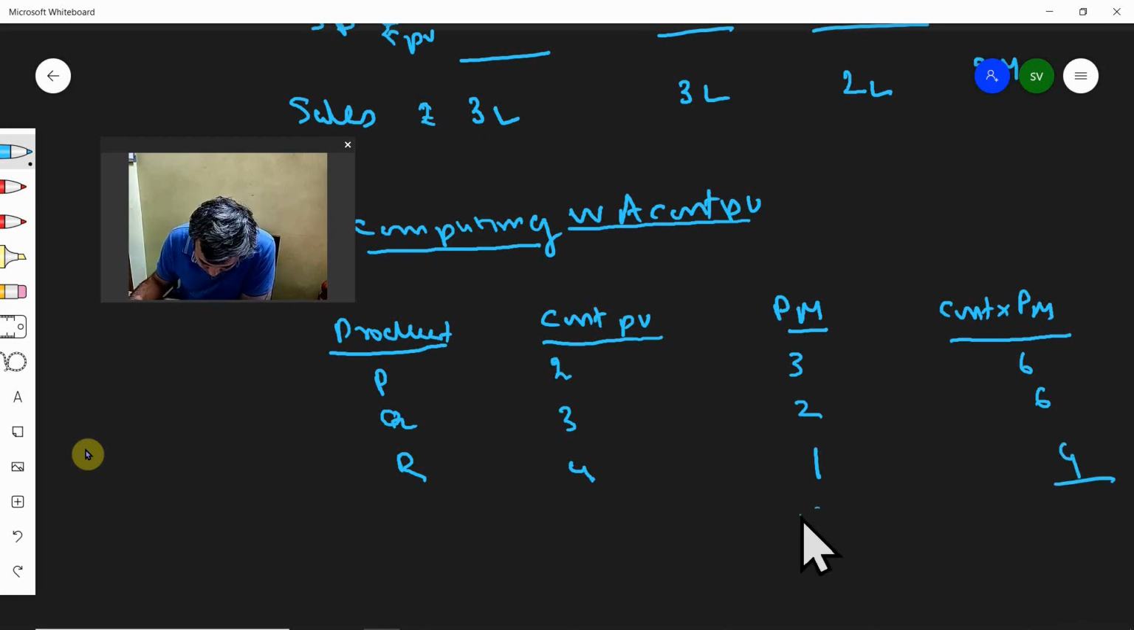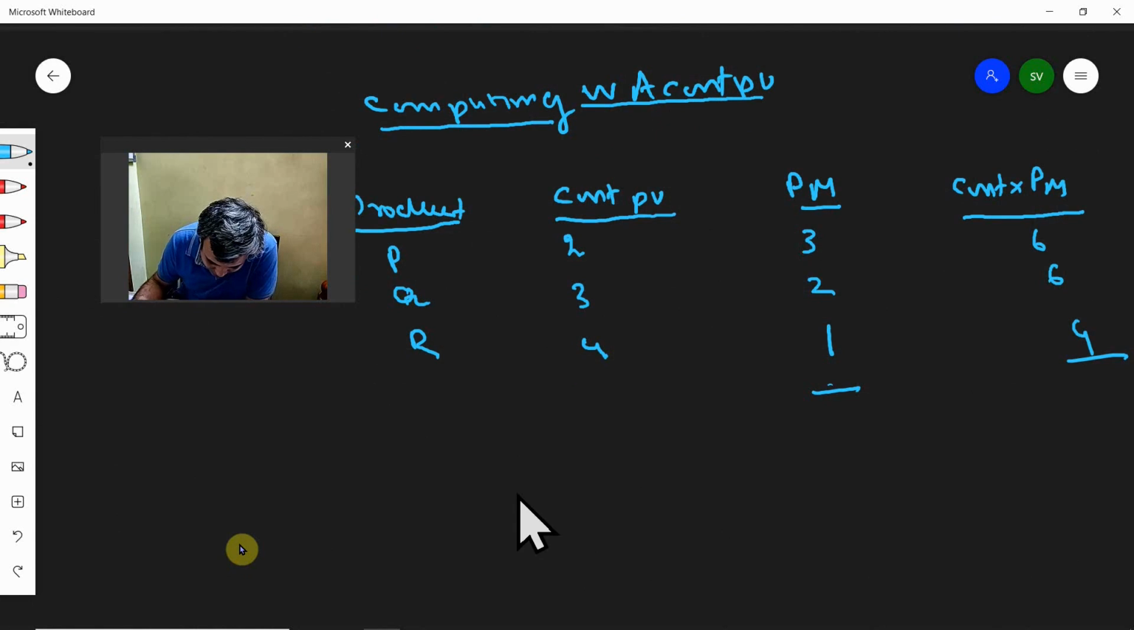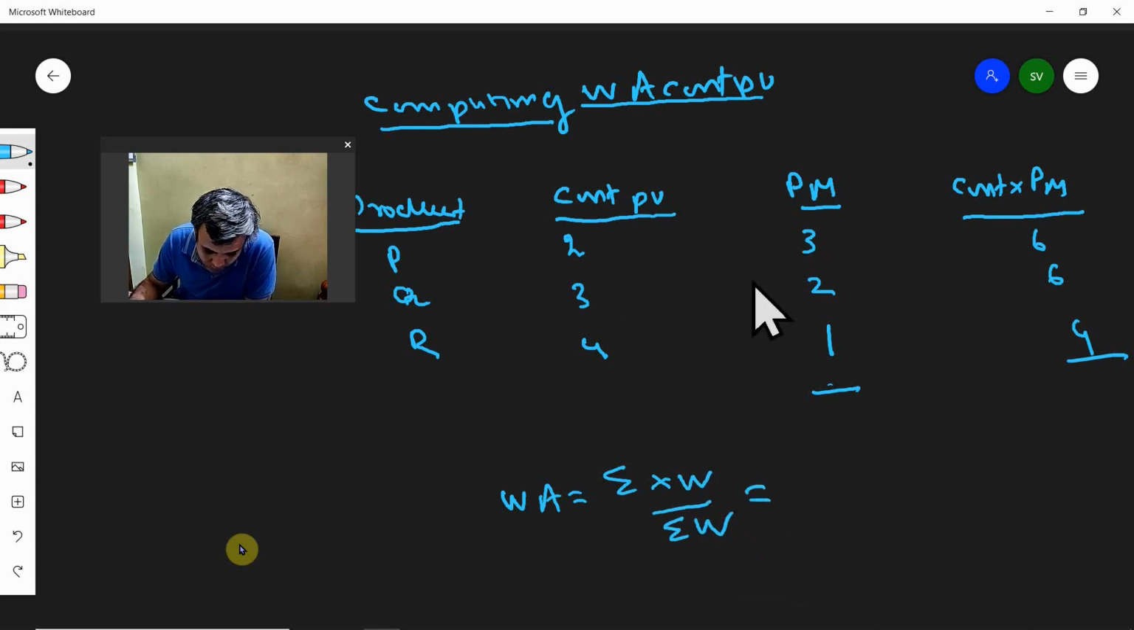Right? How do you compute weighted average? I'm a school stuff or CPT stuff. Weighted average is equal to sigma xw by sigma w, where x, in our statistical parlance, is what we are calculating the average for. This is the weights. Product mix is being used as weights. Then it is sigma xw. The Greek word sigma stands for total here.